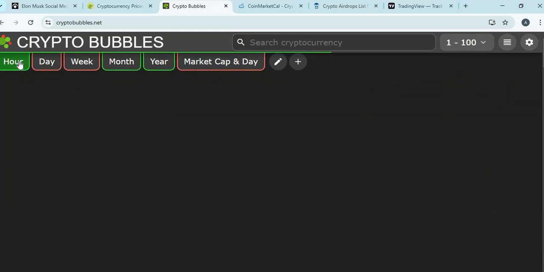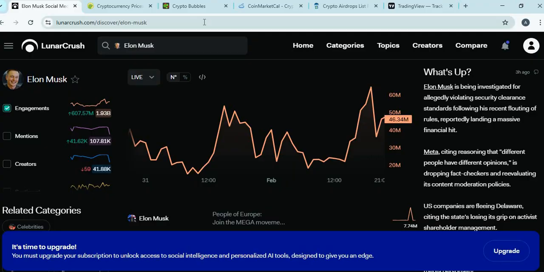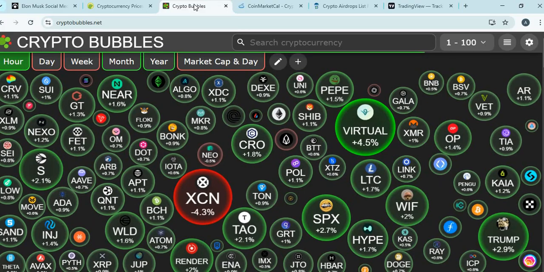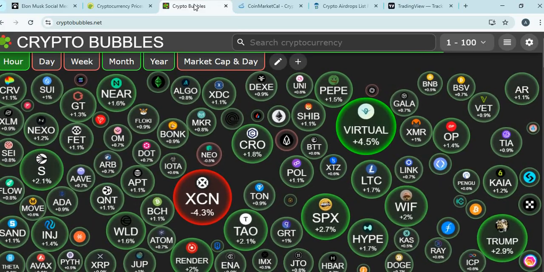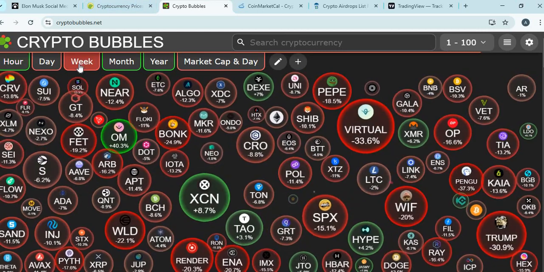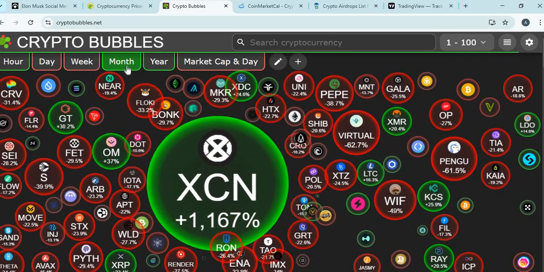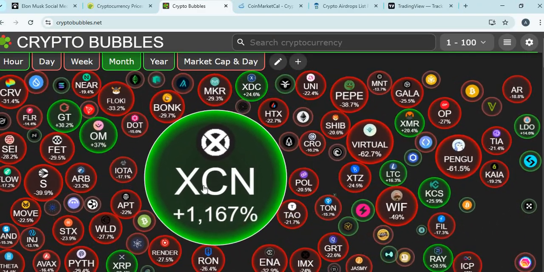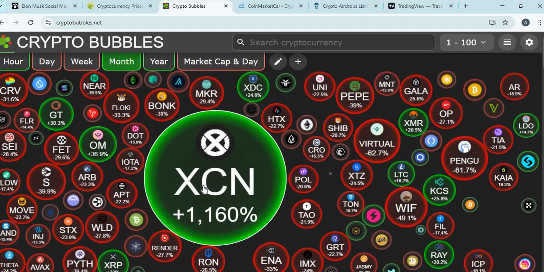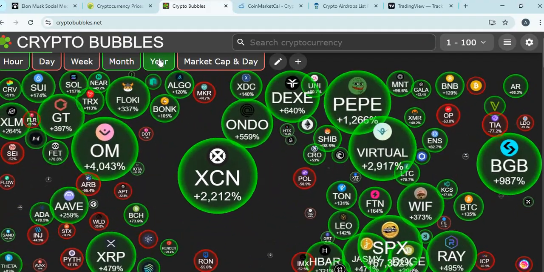By the time you combine the information here with the information on the first one we mentioned, LunarCrush, you will be able to get some solid information to trade or to invest. So in the last 1 week, let's see what has happened. In the last 1 month, let's see, this coin has done 1,160 something percent. In the last 1 year, and you can see it's live, it's changing.